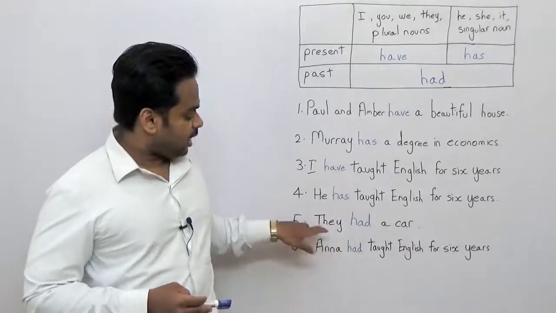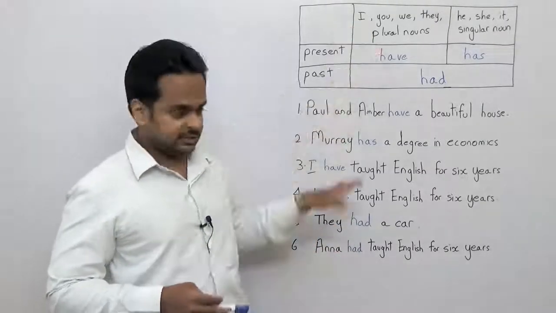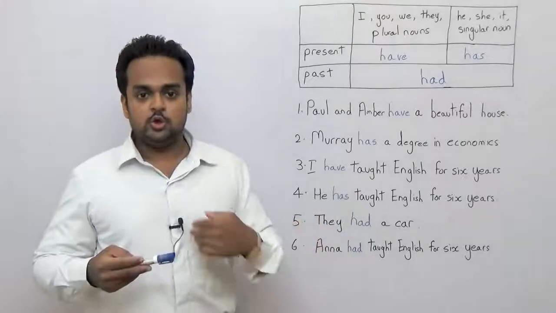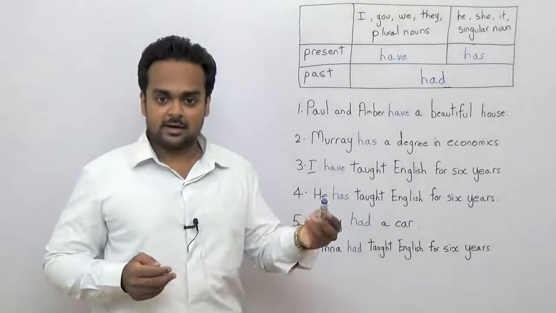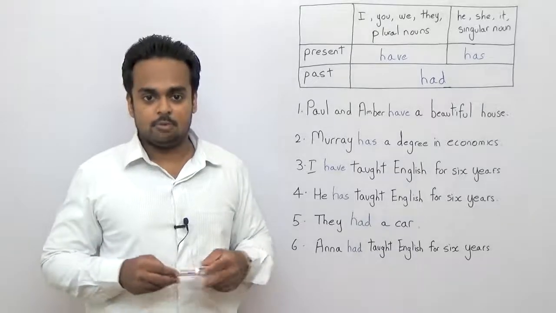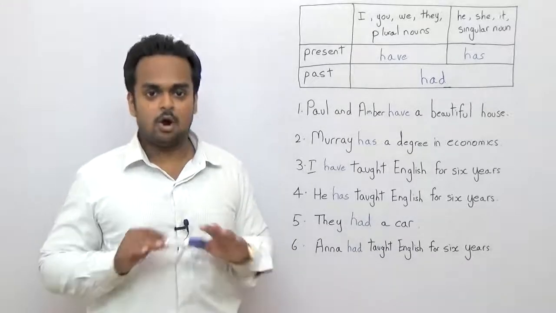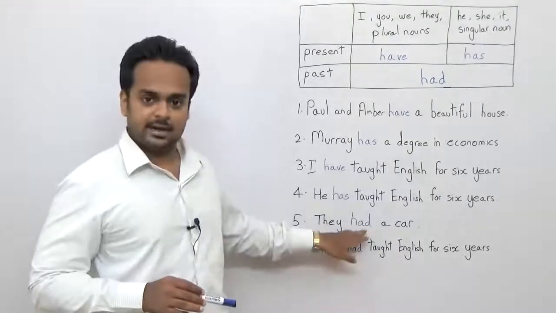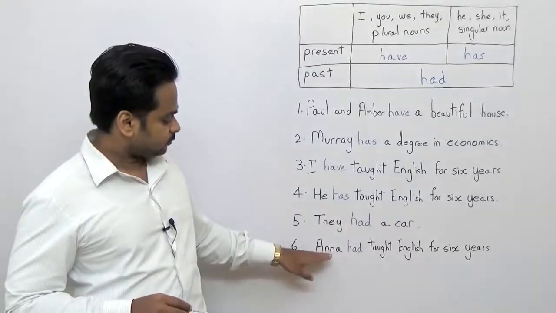If this was I, it's still I had a car. You had a car. He had a car. She had a car. Paul and Amber had a car. Murray had a car. It doesn't matter what subject. Always had.